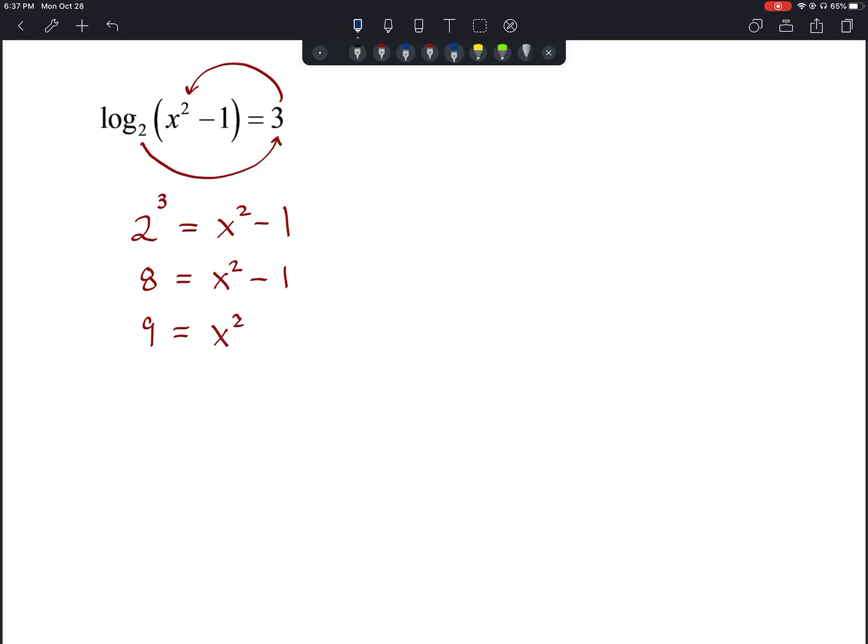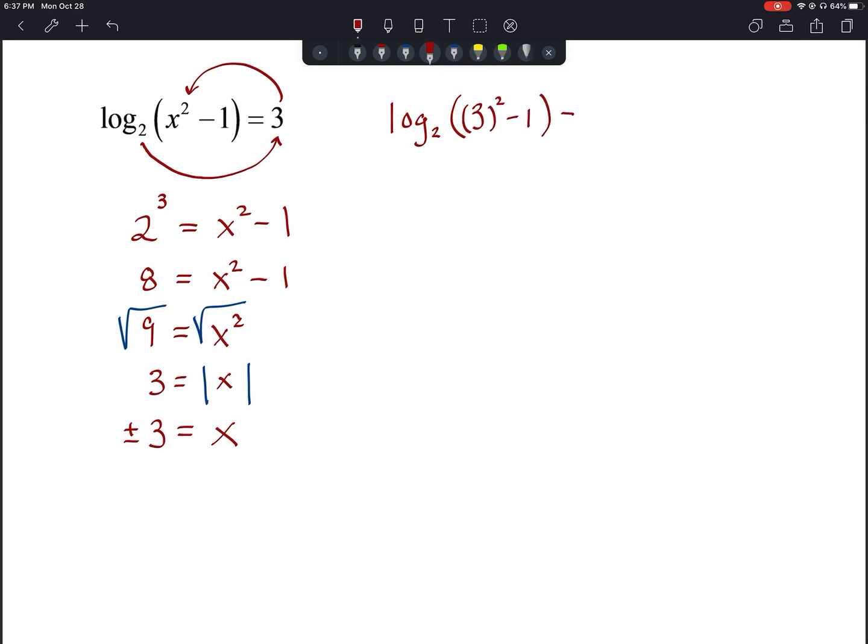So with this one, we're going to take our square root of each side. We have the absolute value of x is going to equal 3. So x equals positive or -3. And now we need to take those and plug those back in to check to see if it makes it true. So when we do that, we'd have log base 2 of 3 squared minus 1 is equal to 3. And when we simplify that down, that's saying log base 2 of 3 squared is 9, minus 1 is 8, equals 3. So that's perfectly fine.